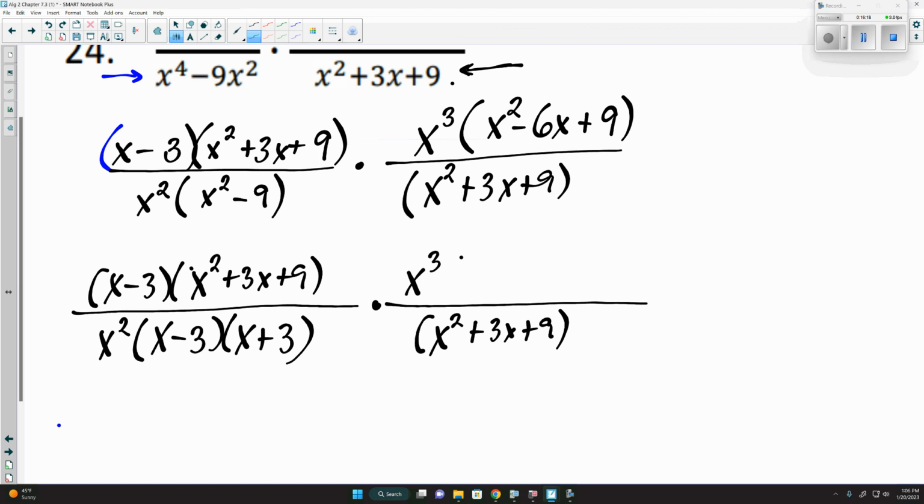Here we have x cubed. So we need to factor the x squared minus 6x plus 9. Since the 9 is positive, our signs are the same and match the sign of the middle term. So minus and minus. x squared would be x and x. And the factors of 9 that we want are 3 and 3.